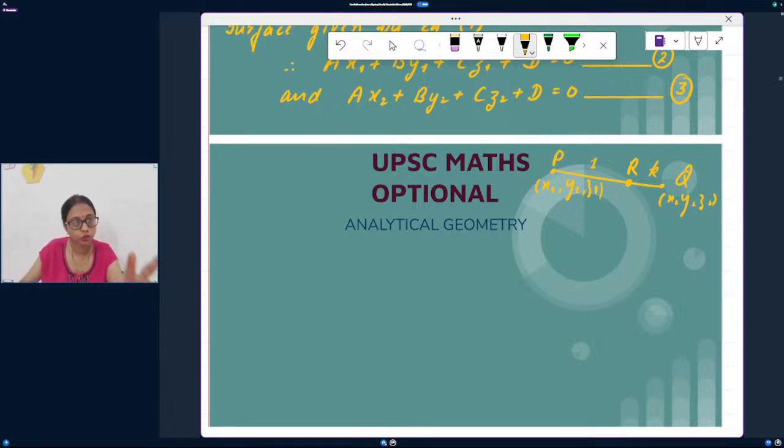The section formula gives us the two formulas if point R divides internally or externally. So what is that point? Let me take the ratio k is to 1. The point is (x1 + kx2)/(k + 1). Similarly, (y1 + ky2)/(k + 1) and (z1 + kz2)/(k + 1). This is the coordinate of R.